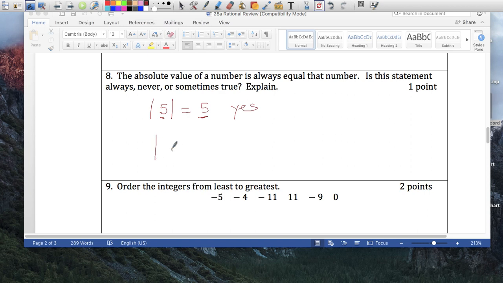What if I take the absolute value of a negative number? Absolute value of negative 2. What's the absolute value of negative 2? It's 2. So are these 2 numbers the same? No. So right away, I can tell that the absolute value of a number is not always equal to that number, because in this case this was a positive 2, this was a negative 2, so they're not the same. On the top, yes, on the bottom, no. So it's definitely not always true. Is it never? No, it's not never, because sometimes they are equal, so that's out. My answer would be sometimes. So it is sometimes true.